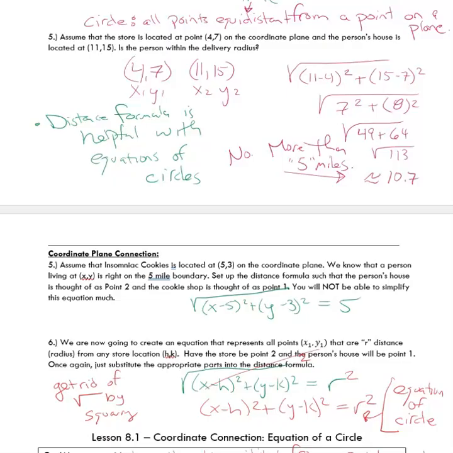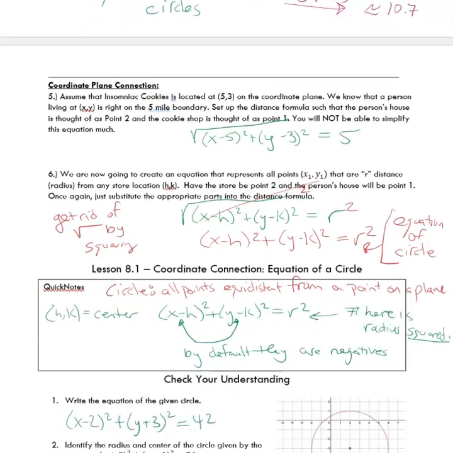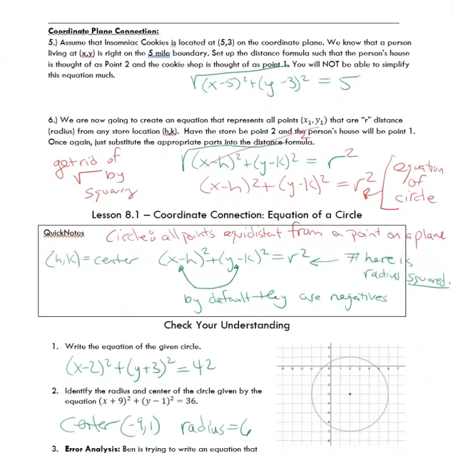So what we find here is that if the definition of a circle is all points equidistant, you're talking about distance, and the distance formula is going to be helpful in some way for figuring out the equation of a circle. Next, coordinates on the coordinate plane. Assume that Insomnia Cookies is located at (5, 3) on the coordinate plane. We know that a person living at (x, y) is right on the 5-mile boundary. Set up a distance formula such that the person's house is thought of as point 2 and the cookie shop is point 1. You will not be able to simplify this completely.